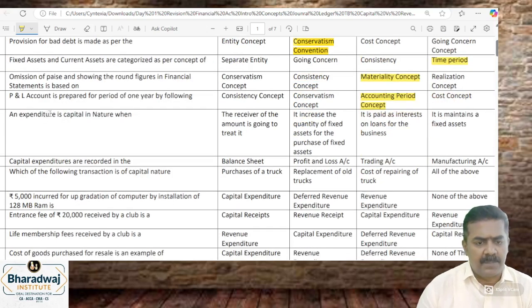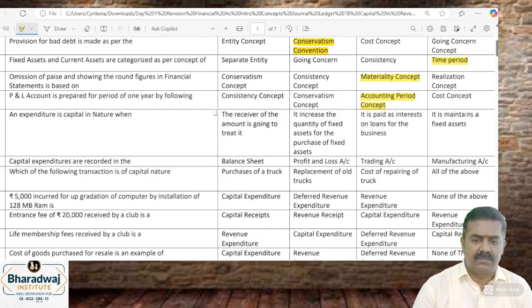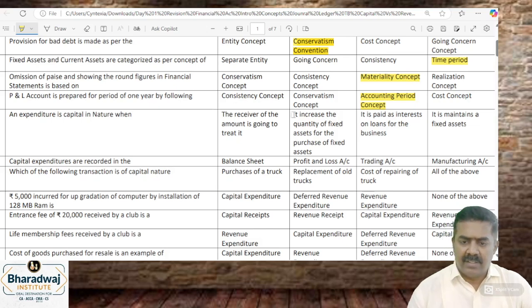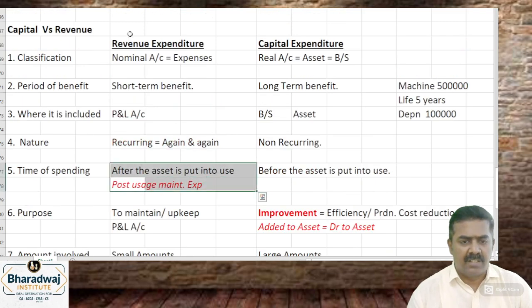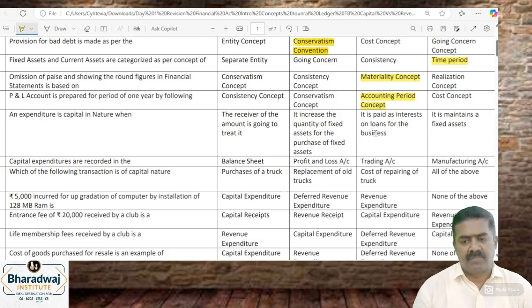Then an expenditure is capital when, this is the capital expenditure option among the four. Maintaining the fixed asset, what is that? To maintain the asset in working condition is revenue expenditure. Interest on loan is a regular recurring business expense. How the receiver treats it, we don't worry.